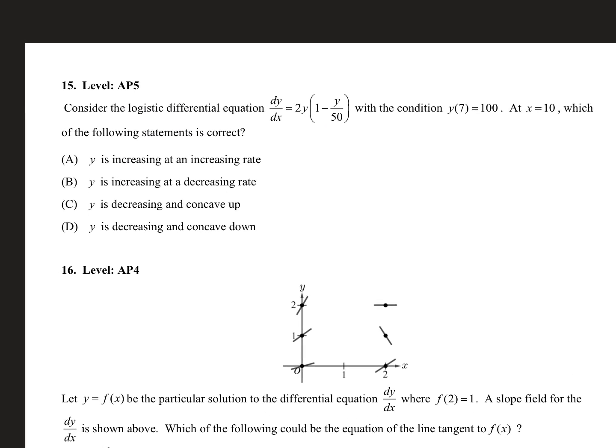Consider the logistic. We know y of 7 is equal to 100. At x equals 10, which of the following is true? Well, we're still below half the carrying capacity, so we know we're increasing at an increasing rate. Let me double check. Y of 7, so right here, we know our carrying capacity over here is 50. We know at 25 it's going to change. Y of 7 is equal to 100. So actually we're above over here. So we're going to be decreasing and concave up because that's where our initial condition is, above half the carrying capacity.